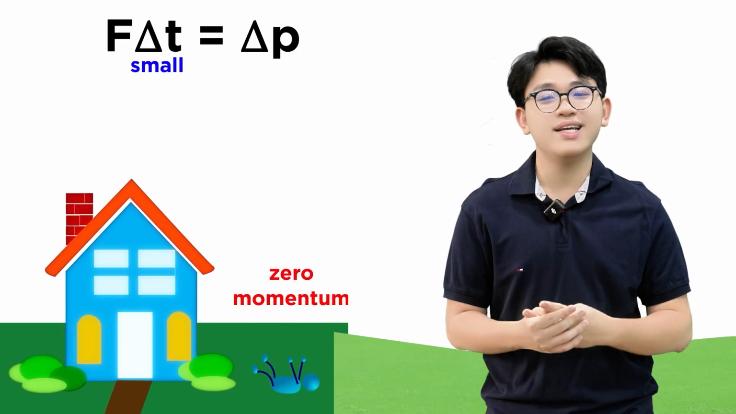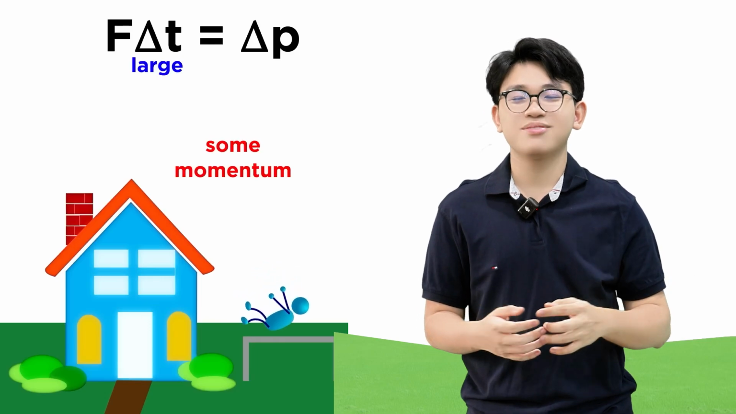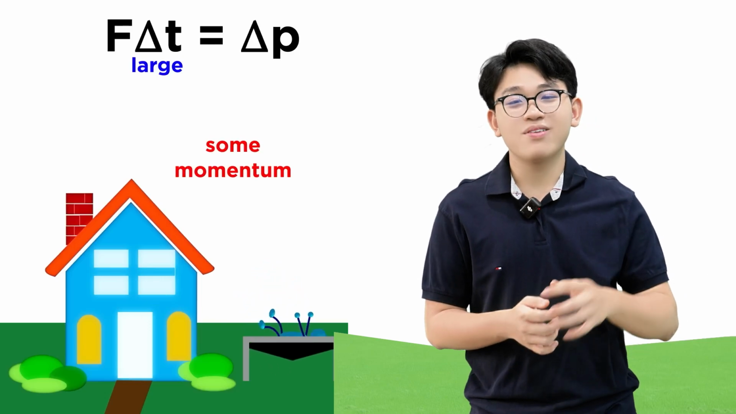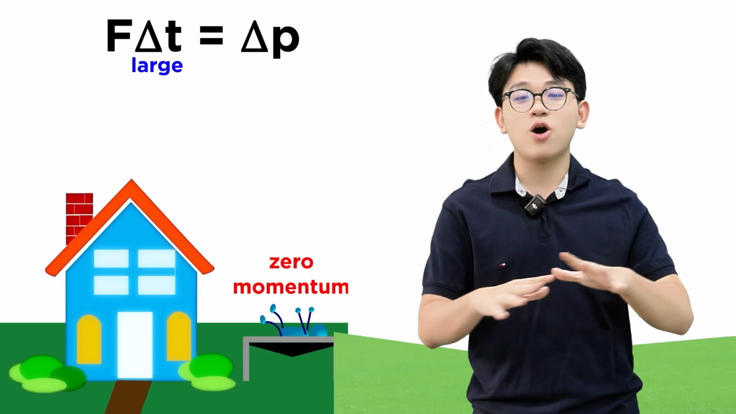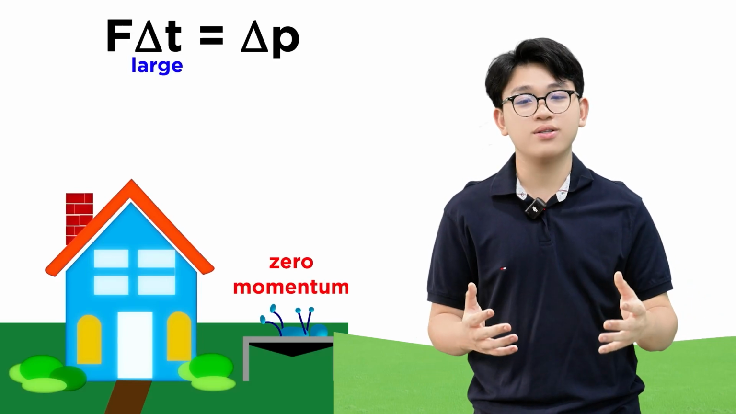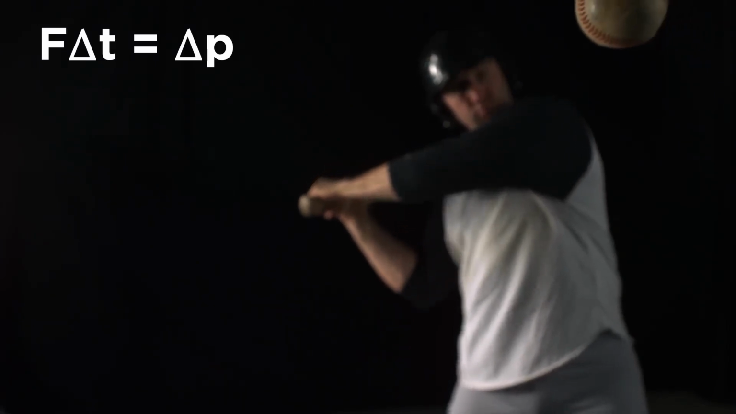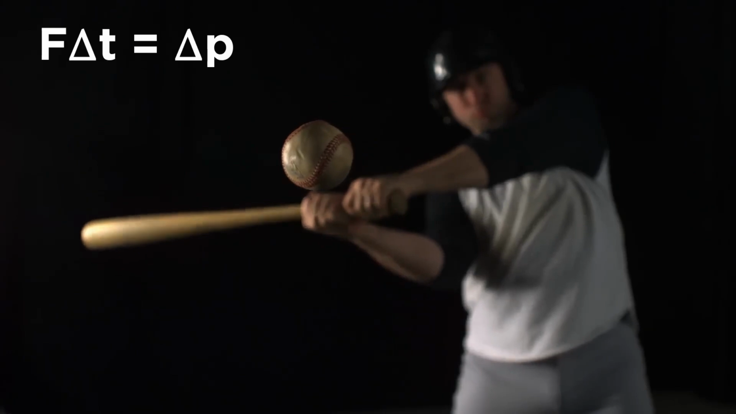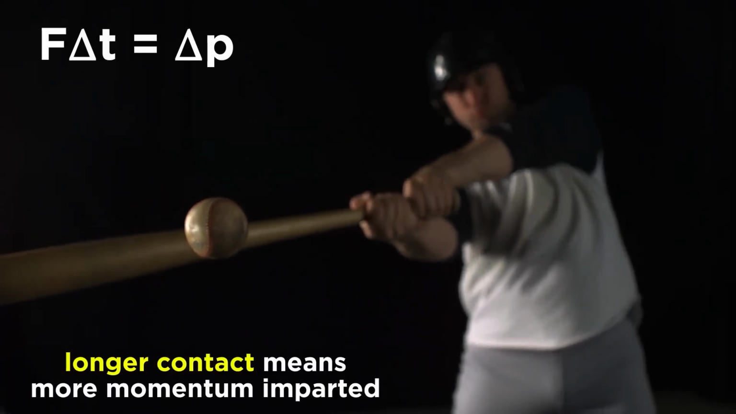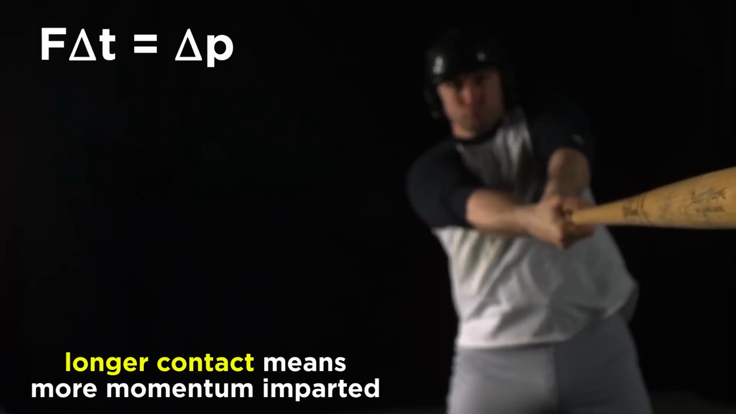Next, trampolines. If you fall onto the ground, the impact is instant and it hurts. But if you fall onto a trampoline, it stretches, spreading the impact over time and reducing the force on your body. Next, baseball. Baseball players are taught to swing through the ball. Why? Because keeping the bat in contact with the ball for a longer time increases the impulse, giving the ball more momentum.